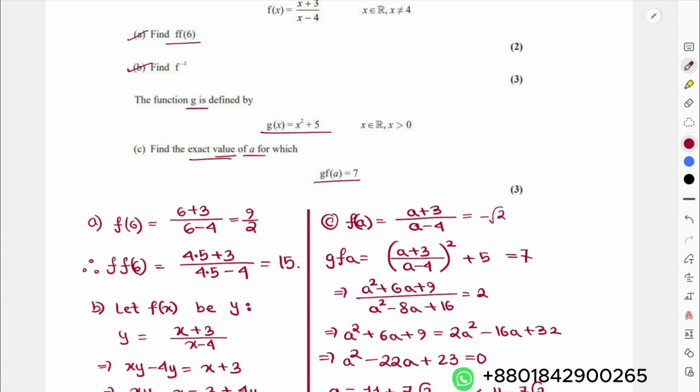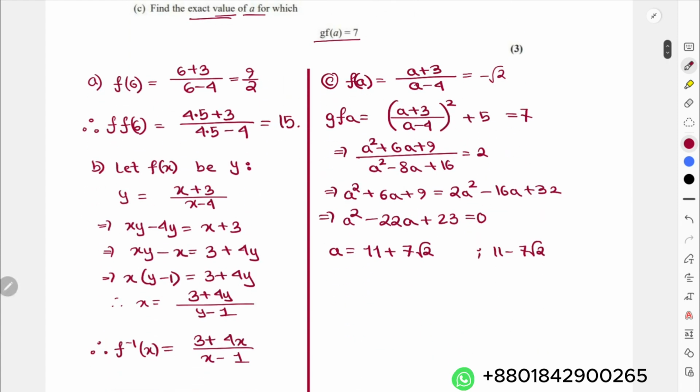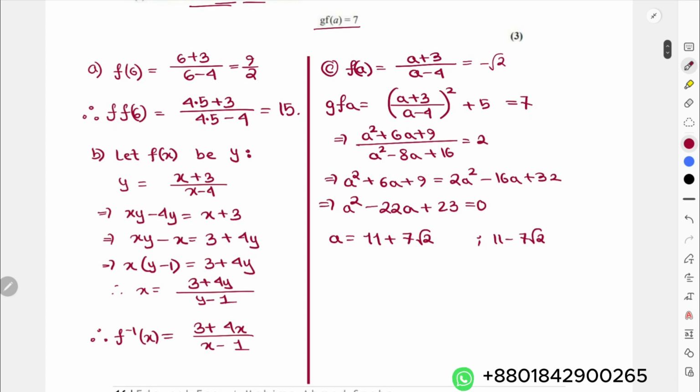Not even close to 7. But if you are going to insert this 11 plus 7 root 2, plus 3 divided by 11 plus 7 root 2 minus 4, everything under a square, that is positive 2. 2 plus 5 gives you the 7.